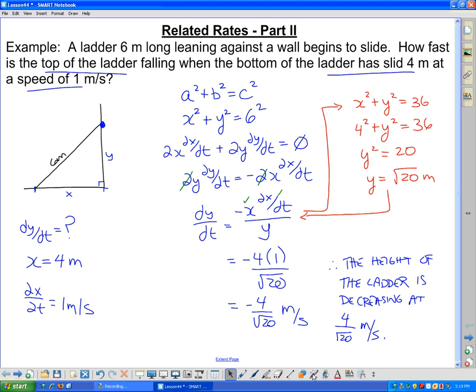It's kind of funny because a lot of people's gut instinct here would be that if the bottom's going out at a meter per second, then the top should be dropping at a meter per second, and it's not in fact true. There isn't that linear relationship.